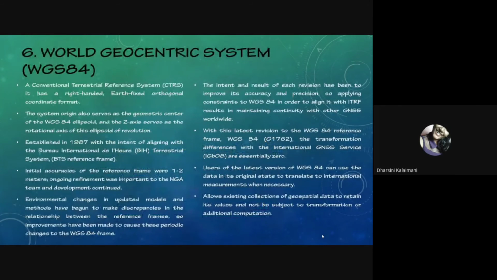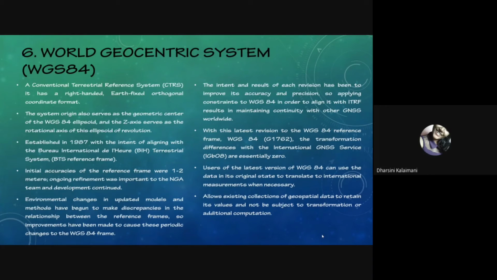Number six is World Geodetic System, WGS84. A conventional terrestrial reference system, CTRS, has a right-handed Earth-fixed orthogonal coordinate format. The system origin also serves as the geometric center of the WGS84 ellipsoid, and the z-axis serves as the rotational axis of this ellipsoid of revolution. Established in 1987 with the intent of aligning with the International Terrestrial Reference System, also known as ITRS reference frame.